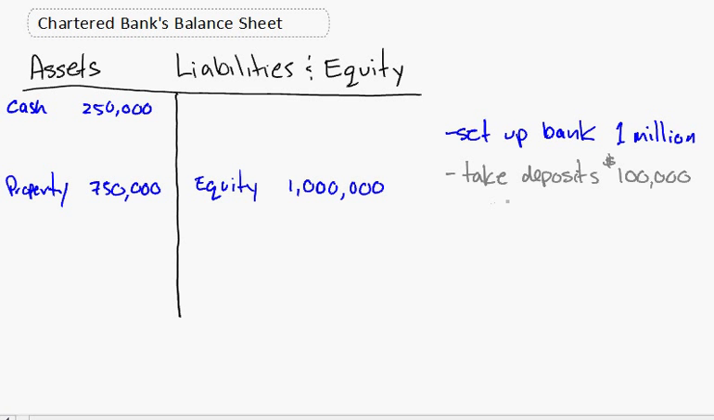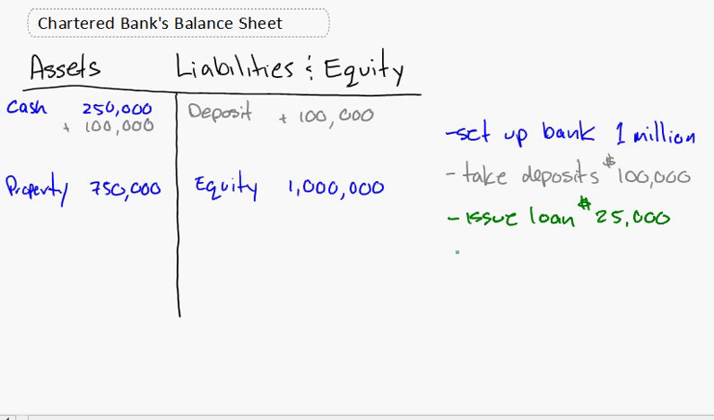Now let's suppose that the bank opens the doors and it takes deposits of $100,000. So that means that our cash would go up by $100,000. Now the deposits actually show up as a liability, and this is because we've gone in and given them the money, so they're holding it on our behalf, and so we can come in at any time. So this shows up as a liability of $100,000. So we end up with a positive $100,000 on the liability and equity side, and then a positive $100,000 on the asset side, so our assets equal our liabilities.